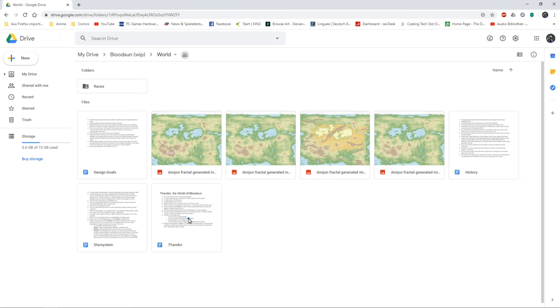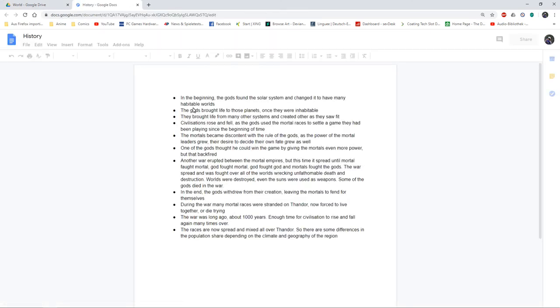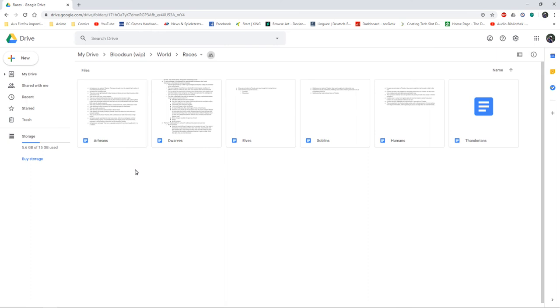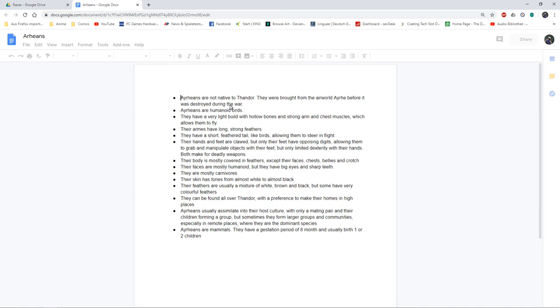I also started on the history of the world and the world description of the world Sun Thundor, of its calendar, brief history: gods made the worlds, brought in the mortals, and used them as game pieces. Then there was war, the gods left, now the mortals are on their own. And I also started working on the races. None of this is mechanics yet. This is all just general description.